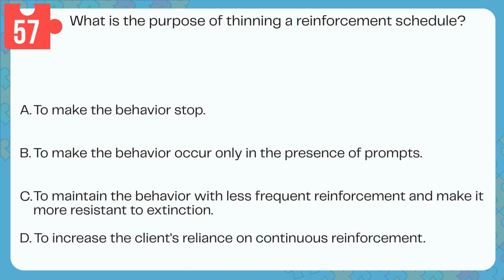Question 57. What is the purpose of thinning a reinforcement schedule? A. To make the behavior stop. B. To make the behavior occur only in the presence of prompts. C. To maintain the behavior with less frequent reinforcement and make it more resistant to extinction. D. To increase the client's reliance on continuous reinforcement.